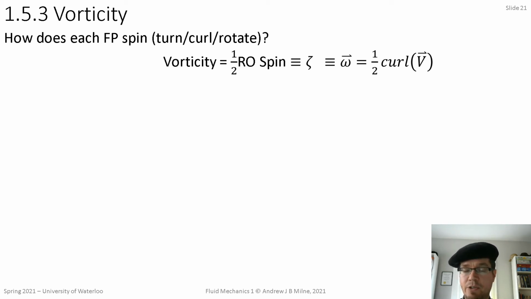In the text, they use this other symbol just to keep you from being confused with the W component of velocity. Vorticity is spin. The most quintessential example of it is a vortex ring or a smoke ring.